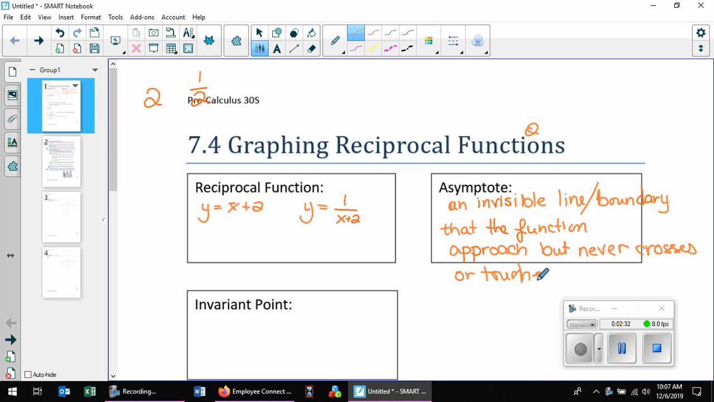Sorry, that's supposed to say touches. So what I'm going to be asking you to do in this one is to graph a function and its reciprocal. So this function doesn't have any asymptotes. There's nowhere that the graph is going to be like that you can't go.